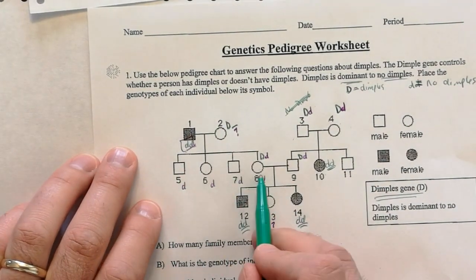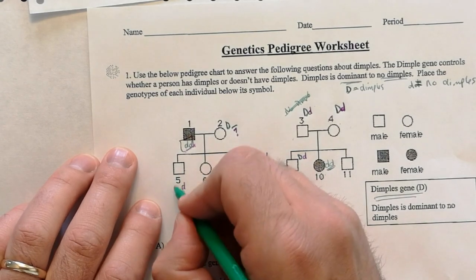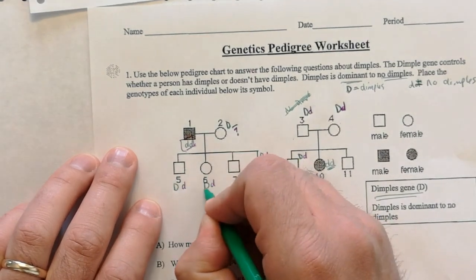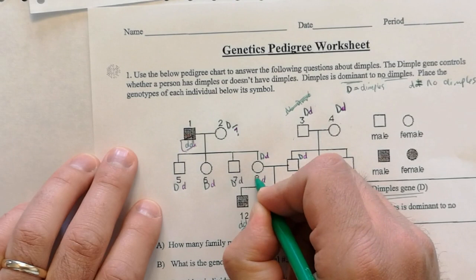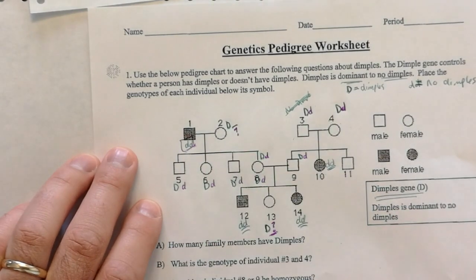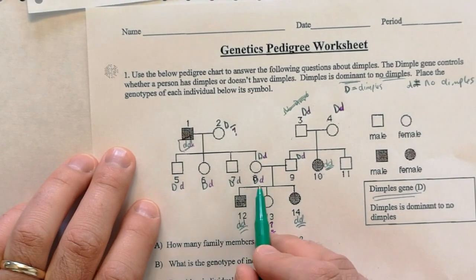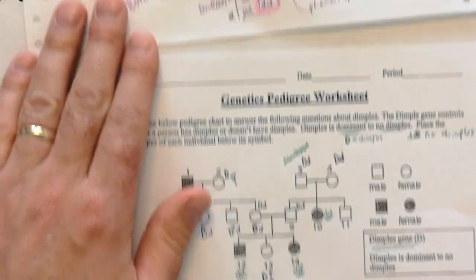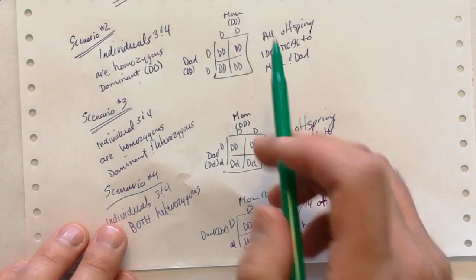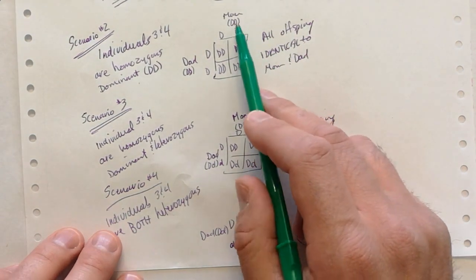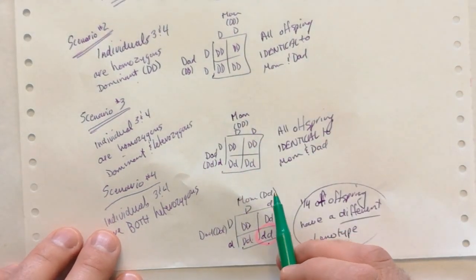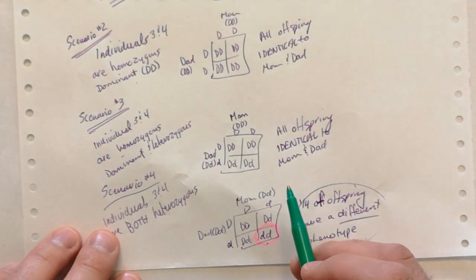Individuals 5, 6, 7, and 8, none of them are shaded boxes, which means that they each must have a capital D allele from the mother. So we know the genotypes of individuals 5, 6, 7, and 8. What we don't know is individual number 2, because it's possible that the mom could be homozygous dominant or heterozygous.